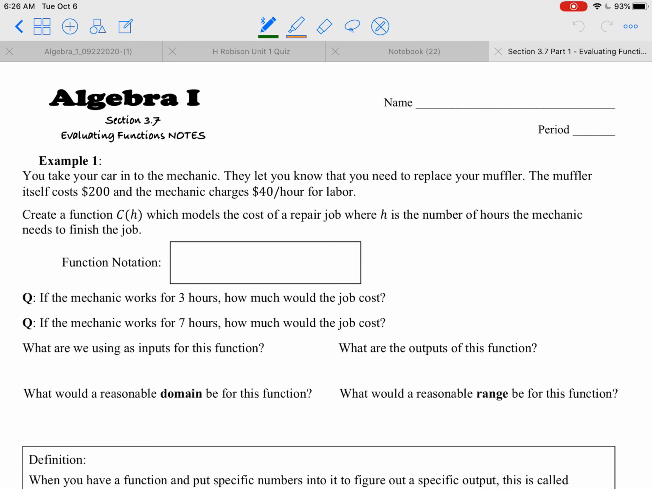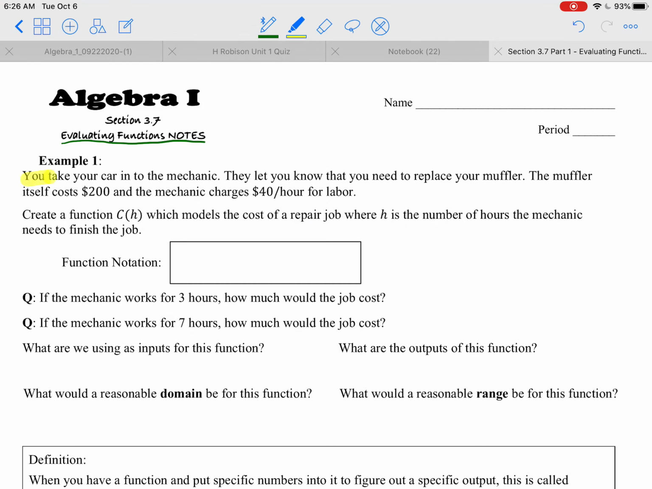All right, today we're going to talk about evaluating functions. We've actually already talked about this, but we're going to continue to build on some of the vocabulary that we're using and some of the ideas that we've been talking about for the last week or two. So, all right, I want you to imagine this first example here.